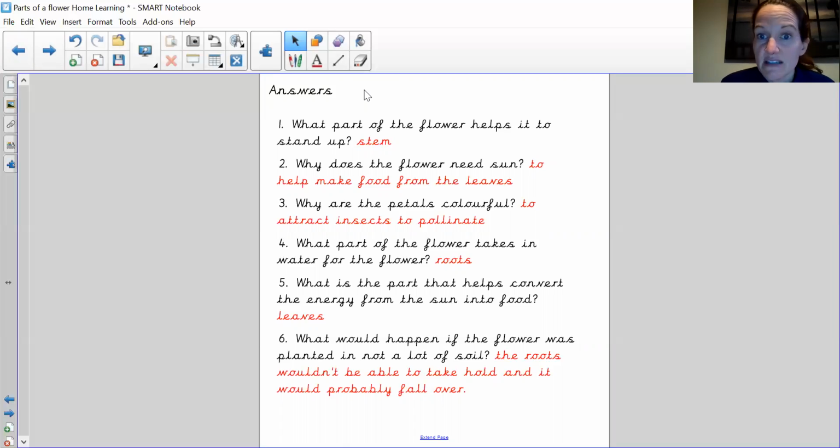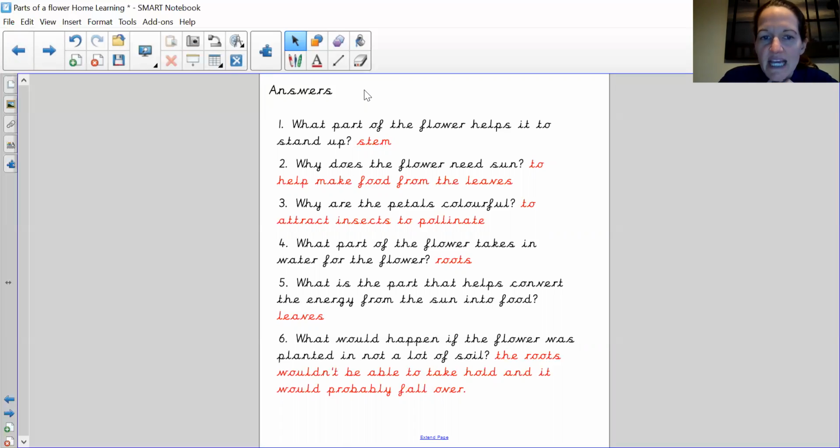Why does the flower need sun? To help make food from the leaves. So the sun has energy, and the leaves change that energy into food. Why are the petals colorful? To attract insects to pollinate.